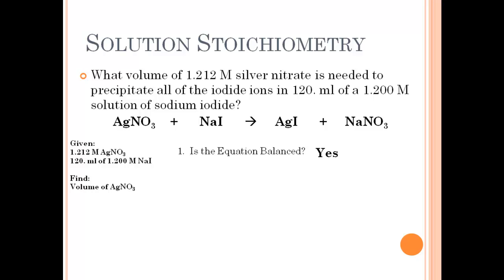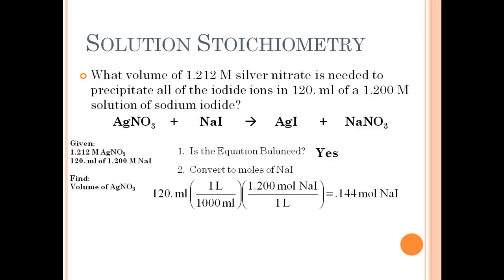Now that we know that our equation is balanced, the second thing we need to do is convert to the moles of sodium iodide. Using the volume of sodium iodide that we have and its molarity, we can convert milliliters to liters. Using molarity, which is moles per liter, we can calculate that we have 0.144 moles of sodium iodide.